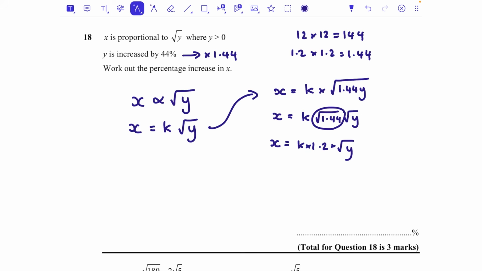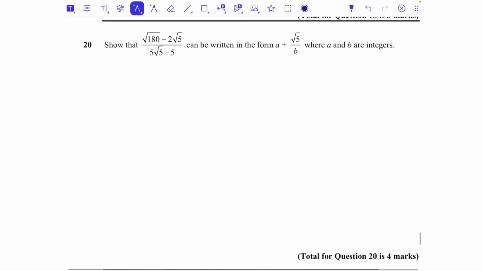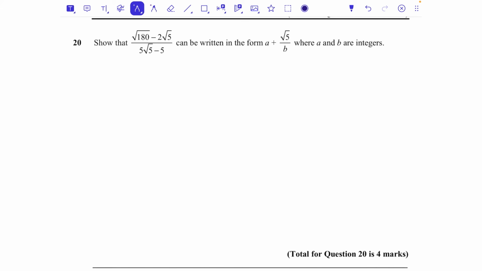So there we go, 1.2, and that tells us that overall the percentage increase in x, well overall this value, if we make the number in the square root 1.44 times bigger, then we're going to make the value on the outside 1.2 times bigger, and timesing by 1.2 is the same as getting 120%, and therefore it's a 20% percentage increase. Very tricky. Question number 20. Show that root 180 minus 2 root 5 over 5 root 5 minus 5 can be written in the form a plus root 5 over b, where a and b are integers. So this is surds, and we are rationalizing.